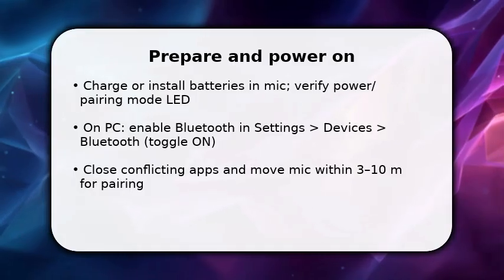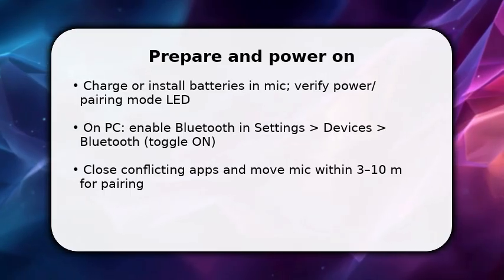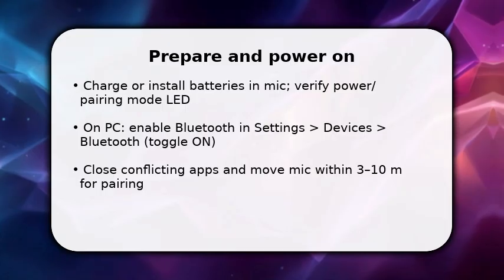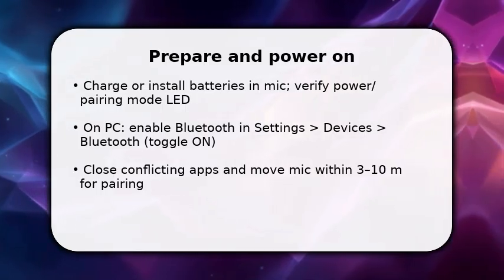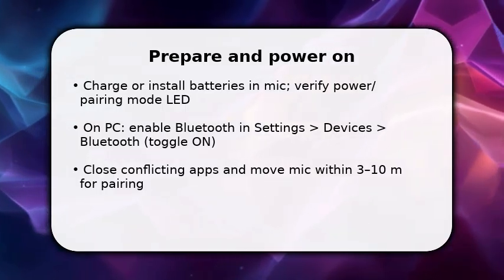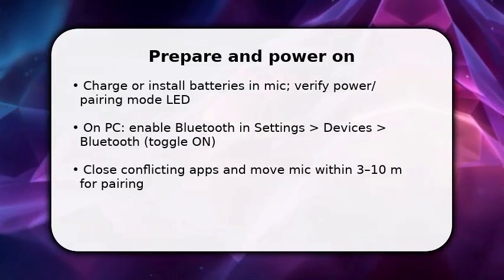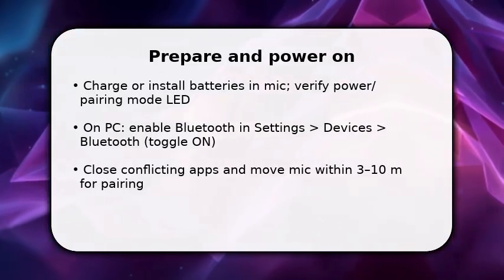You start by powering the mic and putting it into pairing mode. This is how the PC will discover it. On your PC, open Settings and turn Bluetooth on. Once done, keep the mic near the computer within 3 to 10 meters. Make sure other headsets are off to avoid interference, and quit apps that might lock the device.